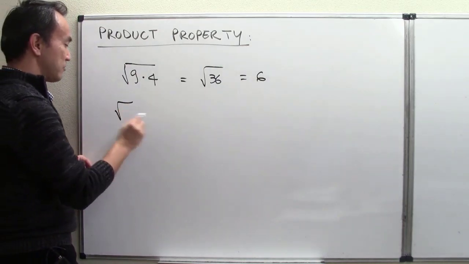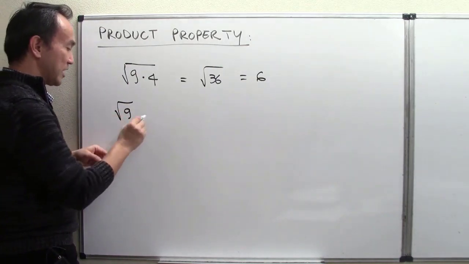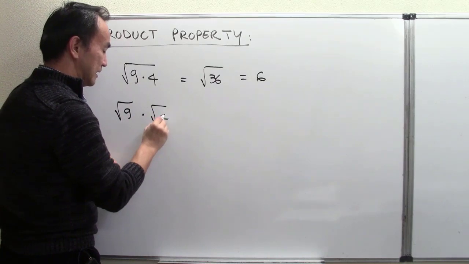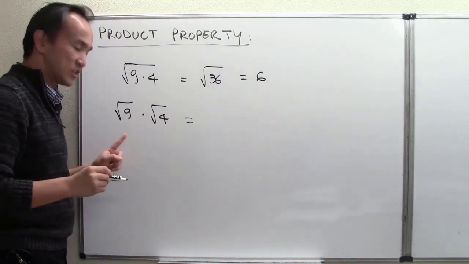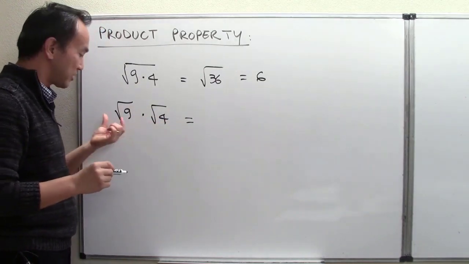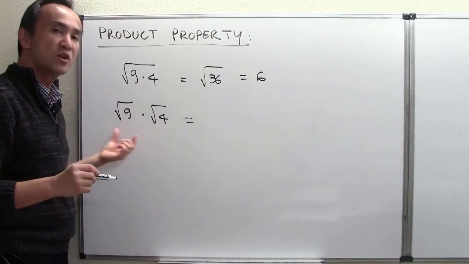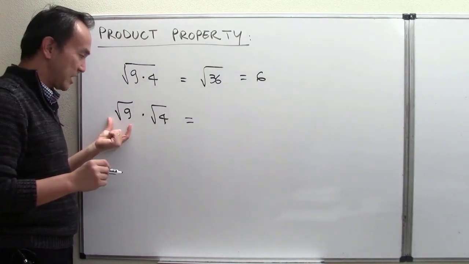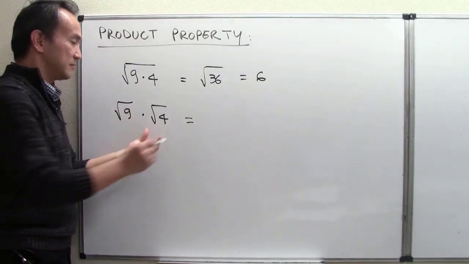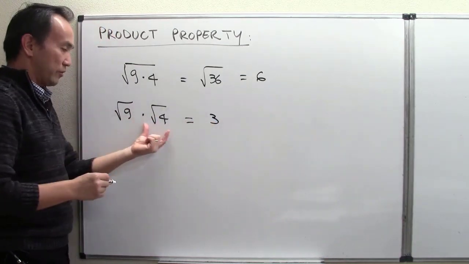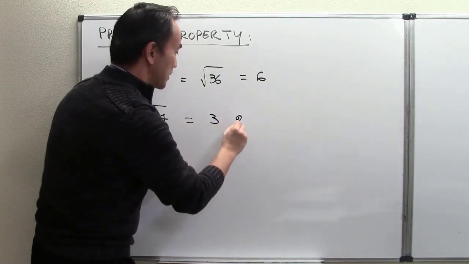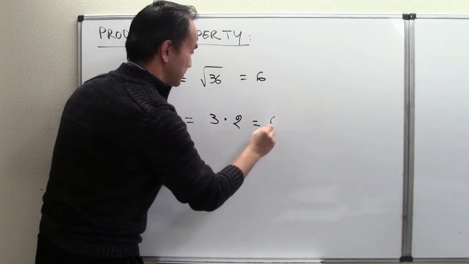I wrote down 2 separate square roots: the square root of 9 in product with the square root of 4. My explanation there was that according to order of operations, we must do the 2 separate square roots first. So the square root of 9 is 3, and the square root of 4 is 2. 3 times 2 equals 6.